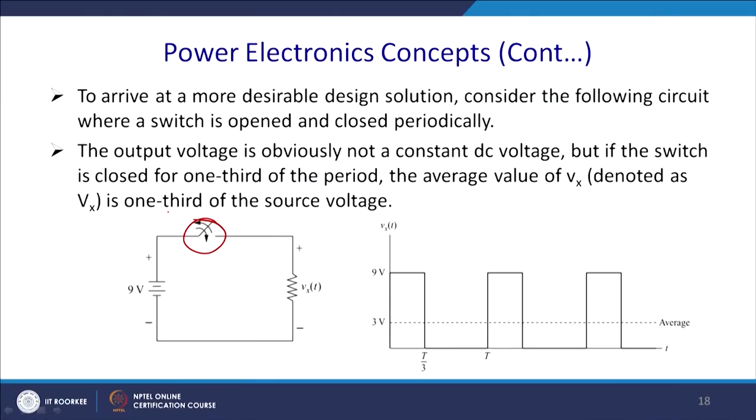Now, let us consider a switch, a mechanical switch, let us first conceptualize, which is getting on and off. We will keep it on for the interval of T by 3 and keep it off for the rest of the interval. What happens is you can take the time average of it and you can get the voltage. That voltage will be around 3 volt.